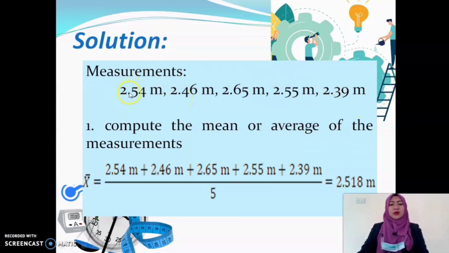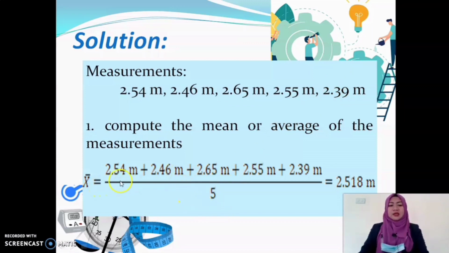These are the 5 measurements made by your classmate. First step is to compute the mean or the average of the measurements. To get the mean of measurements, you just add all the measured data divided by the number of measurements. In this case, we have 1, 2, 3, 4, and 5. Therefore, we will divide it by 5.